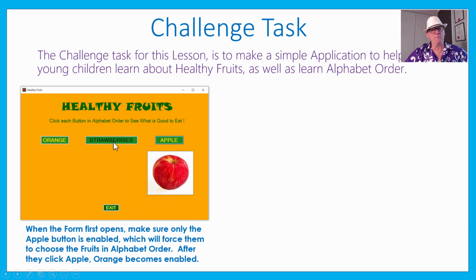So first up, all these 3 buttons come up, orange, strawberries, and apple, 3 of the healthy fruits we should all be eating, not just young children. And Passy does eat all of these. It makes you a better programmer too, because Passy told you that.